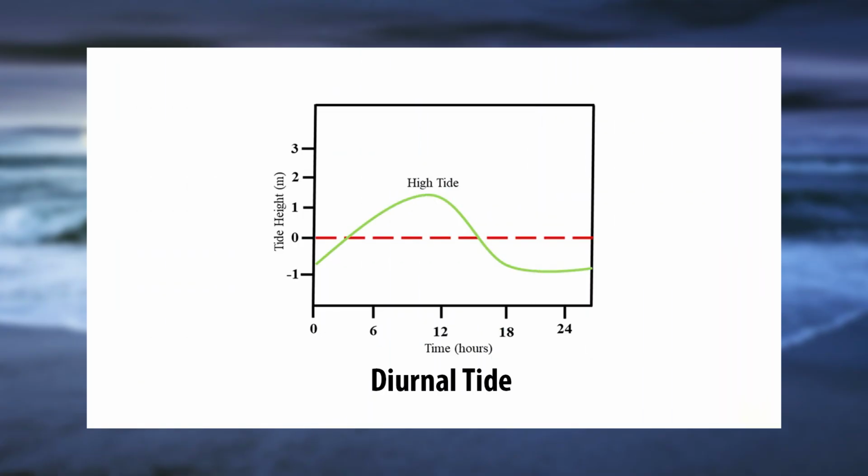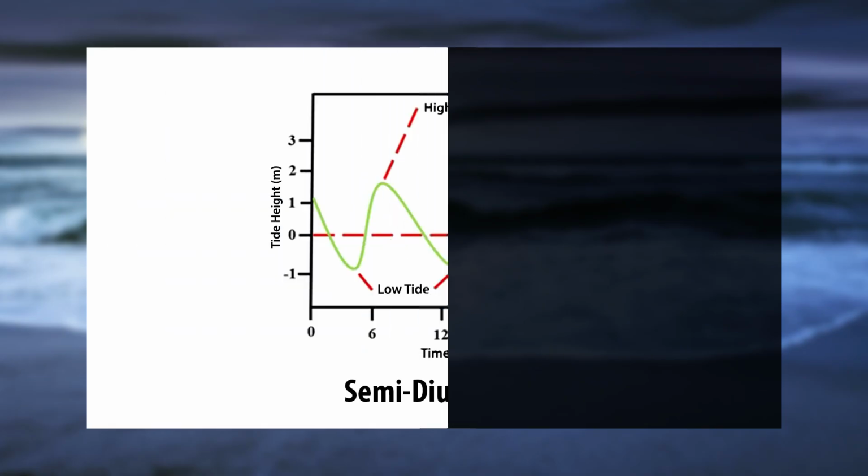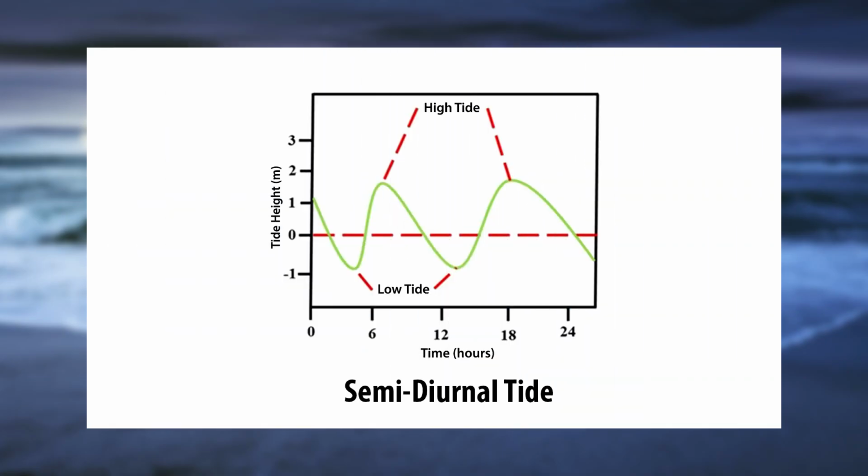One high tide and one low tide takes place with a daily periodicity of 24 hours 50 minutes in high latitudes. The second is the semi-diurnal tides. When tides occur at an interval of 12 hours and 25 minutes, they are called semi-diurnal tides. Two high and two low tides occur after 12 hours and 25 minutes and they are found in low latitudes.